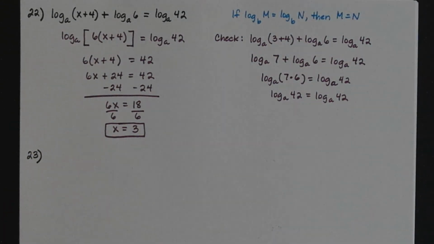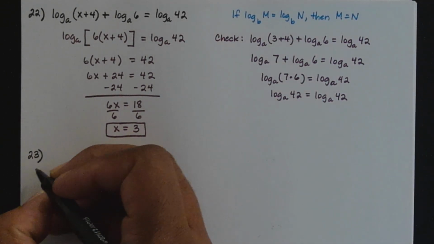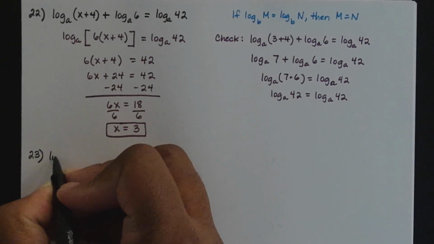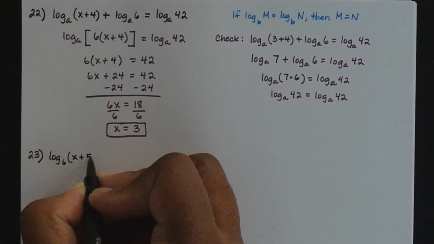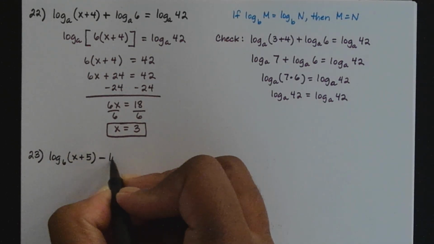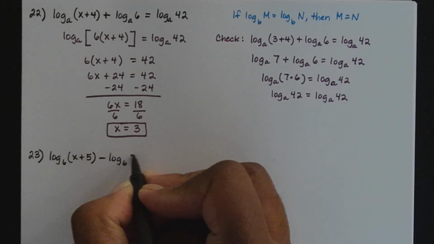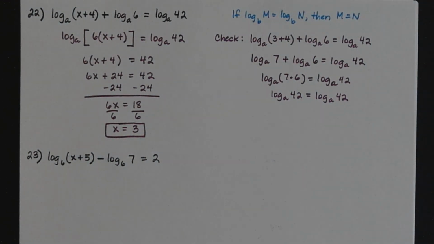All right, number 23 is another logarithmic equation where you have to solve and check your proposed solution. So here we got log to the base 6 of the quantity x plus 5 minus log to the base 6 of 7 is equal to 2.